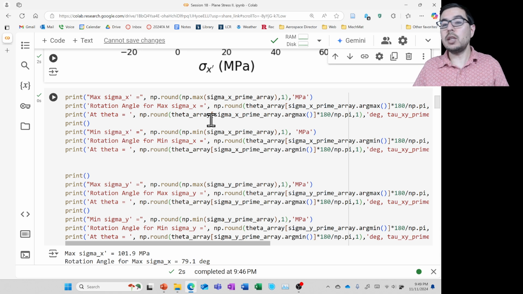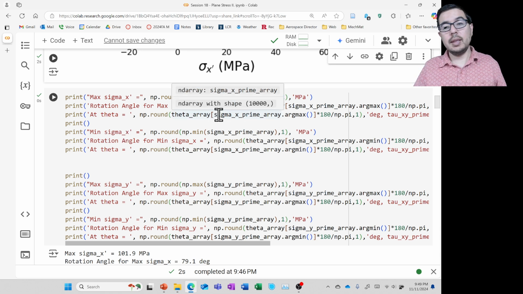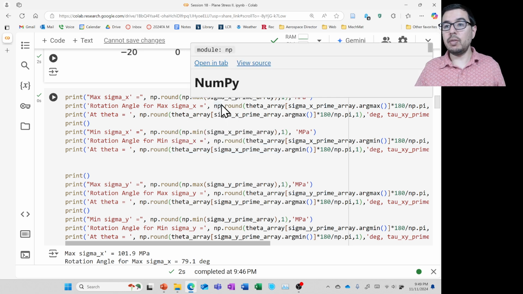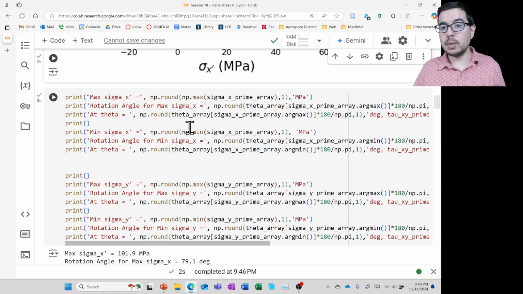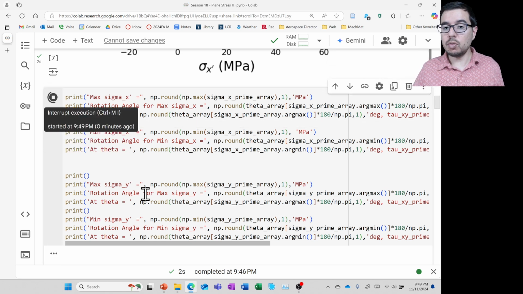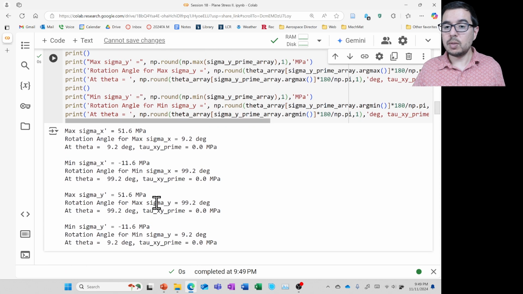It's essentially just going through the array of calculated values to find the maximum, and then it spits out what the angle is there too. So make sure you hit the play button here or Control-Enter, because it was previously putting out results for a different problem. And so we see that max sigma x prime is 52 megapascals with a rotation of 9.2 degrees, so we were saying around 10.